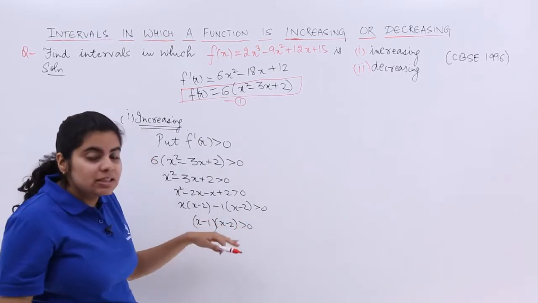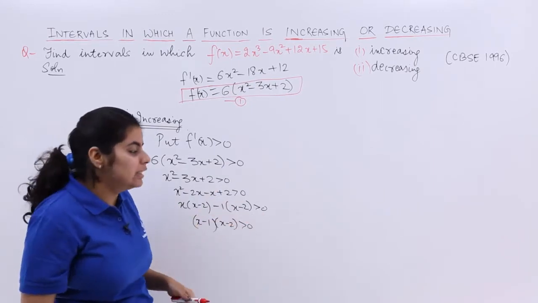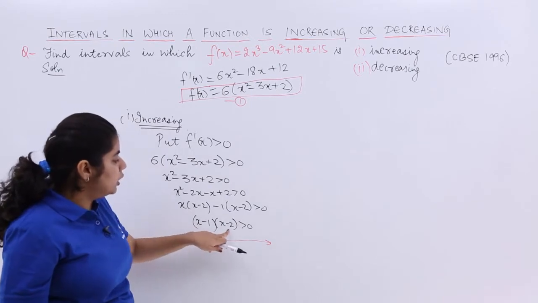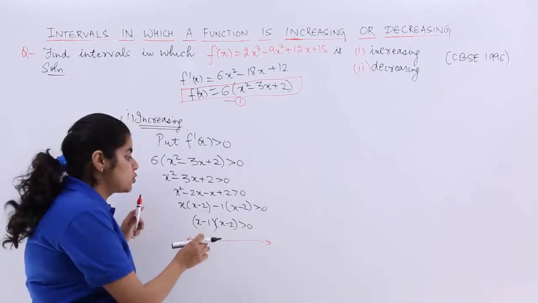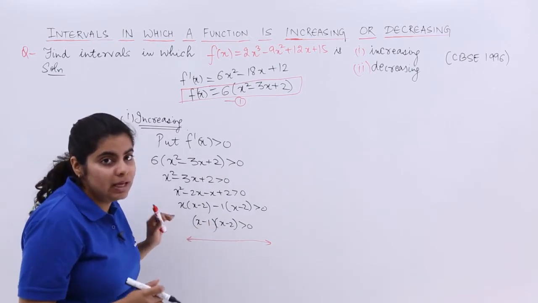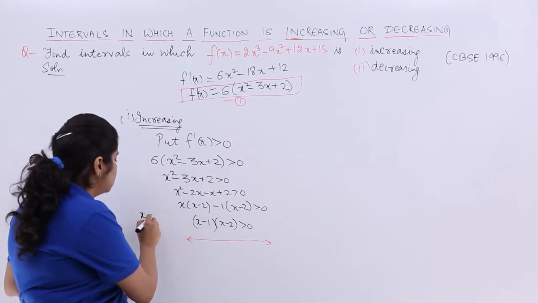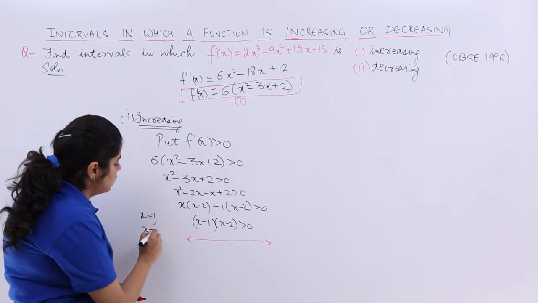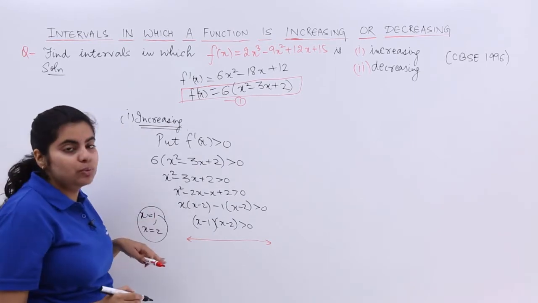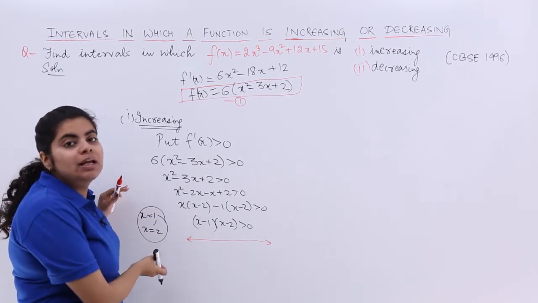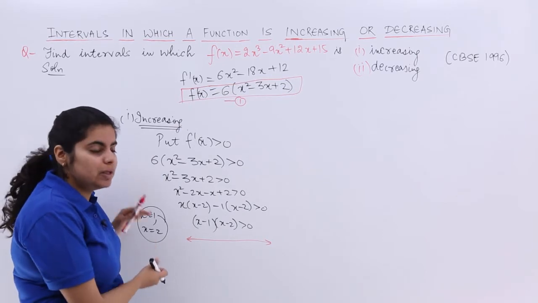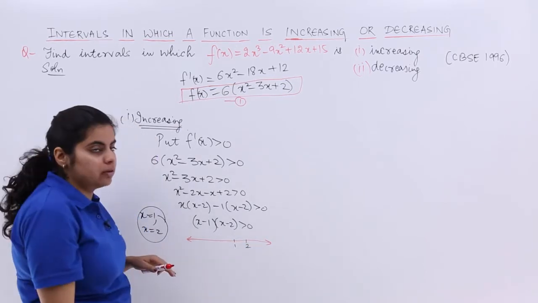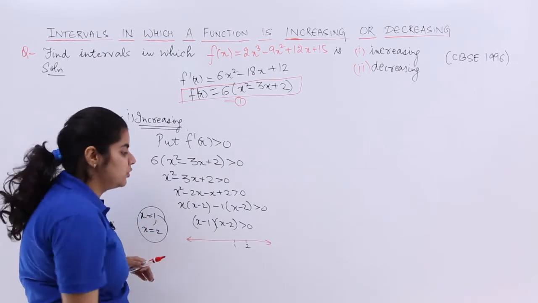Now what is the methodology to find out the intervals from this? Simply draw a number line. Put individually these brackets equal to 0. So x - 1 = 0 gives me x = 1. So I write here x = 1. x - 2 = 0 gives me x = 2. Now what you have to do is just place them on the number line the way they should be. So 1 should be somewhere here, and 2 should be somewhere here. Definitely 2 is greater, so it should be here.